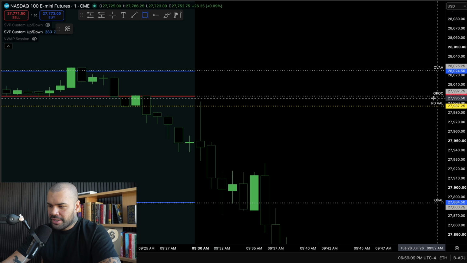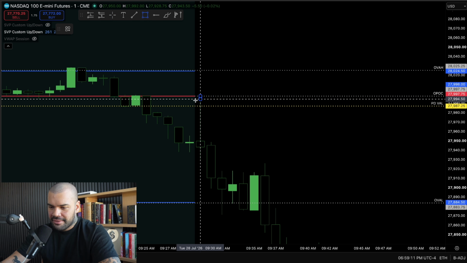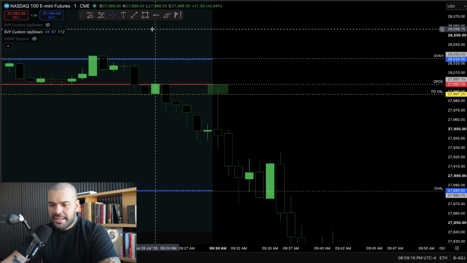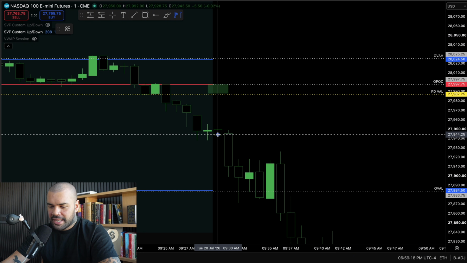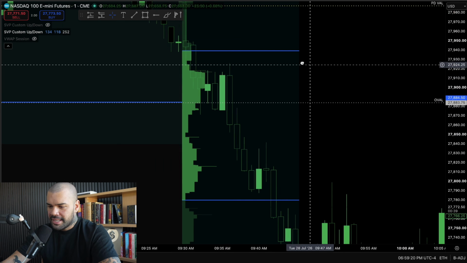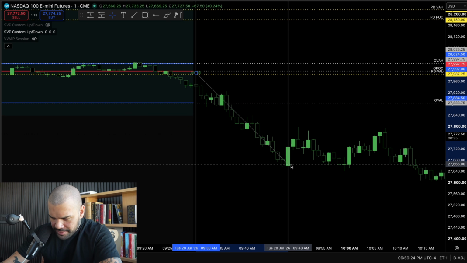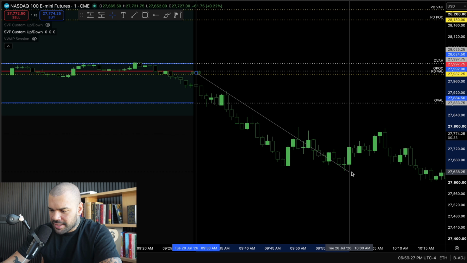Here we had the overnight point of control and previous day value area low, right across here. So a little stacked zone. Now, like we normally say, you want to give the developing profile at least half an hour to develop before you start to use that as an additional confluence. So that wasn't a factor in today's setup.